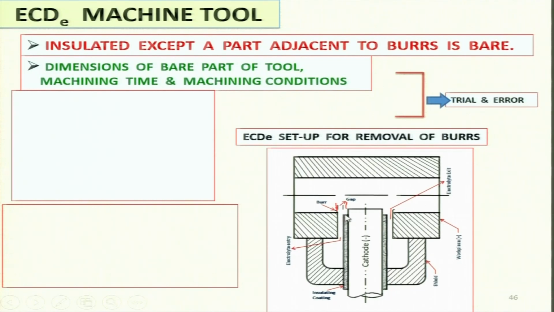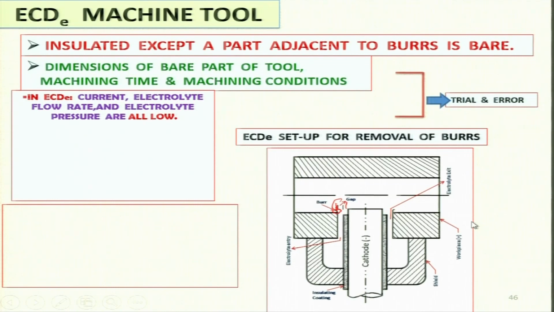This is the insulated coating to this part, because you are going to remove the burr from here only. This part is only deburred. So, you have the coating up to this part, and whatever is opposite to this burr is kept as a bare part. So, current will flow from this part toward this part, and electrolysis will take place for the electrochemical deburring process.